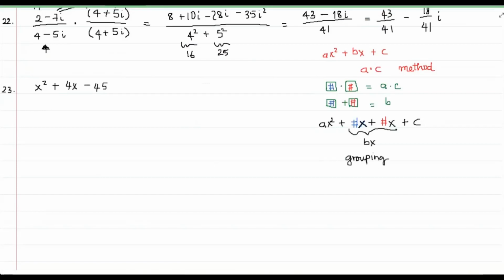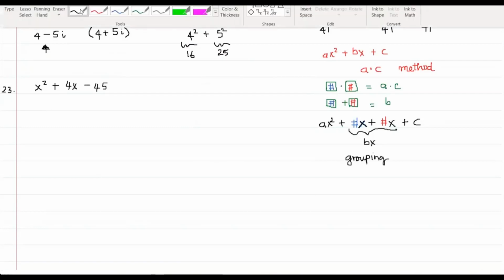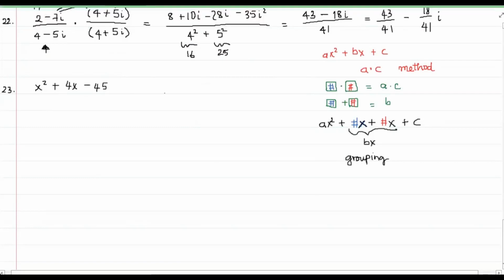Here, let's do number 23. So we have negative 45 is our C, our A is 1. The coefficients, here A equal 1, C equal negative 45, and B is 4. All right, now we have negative 45 is A times C. We have that number right here, that negative 45. Our A is 1 times negative 45 times C, negative 45.